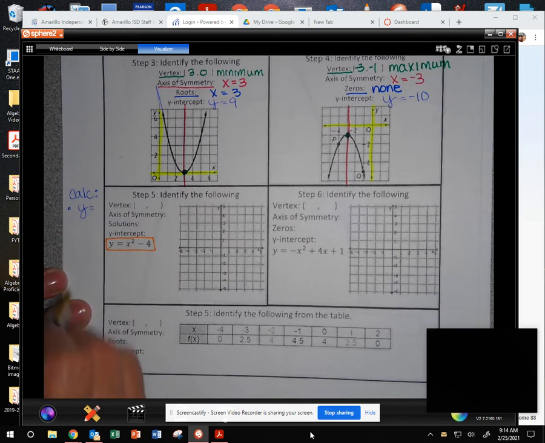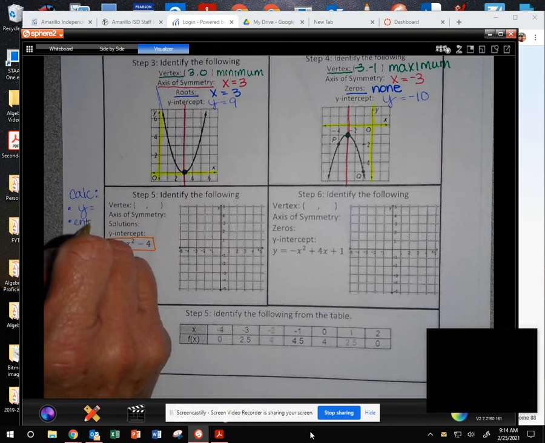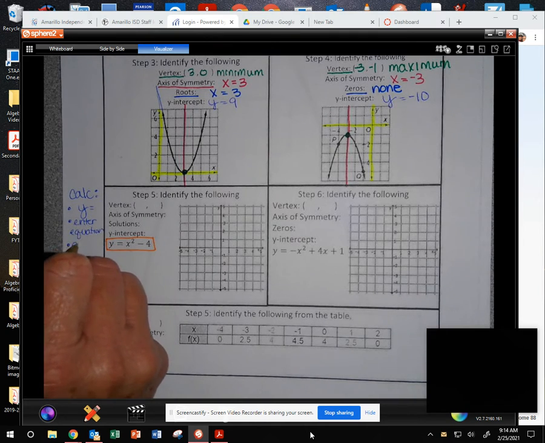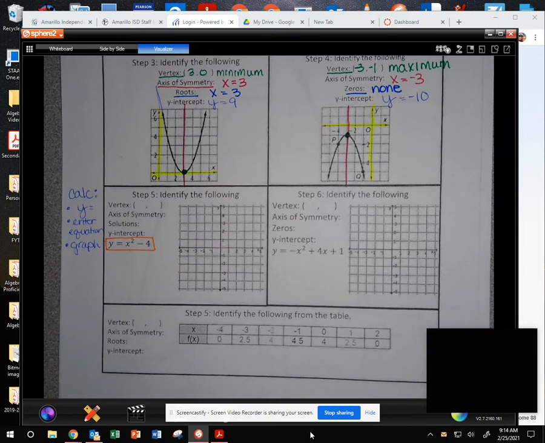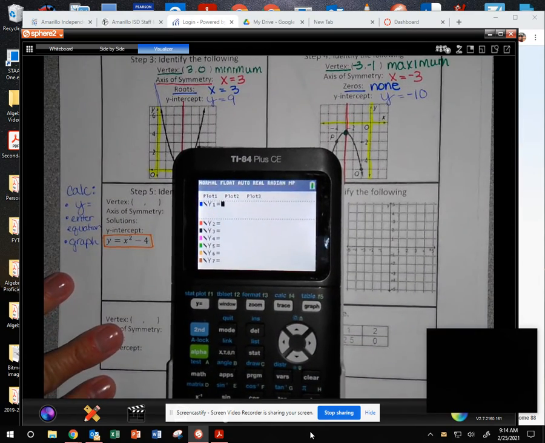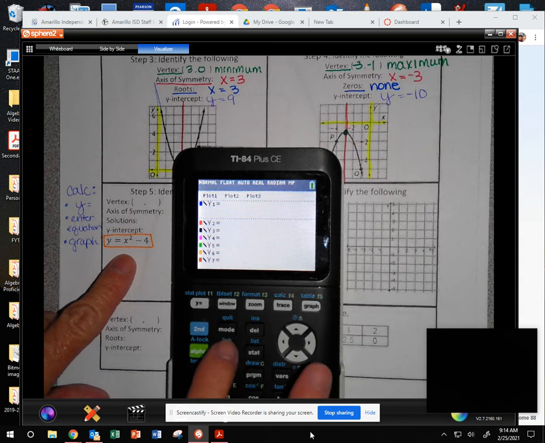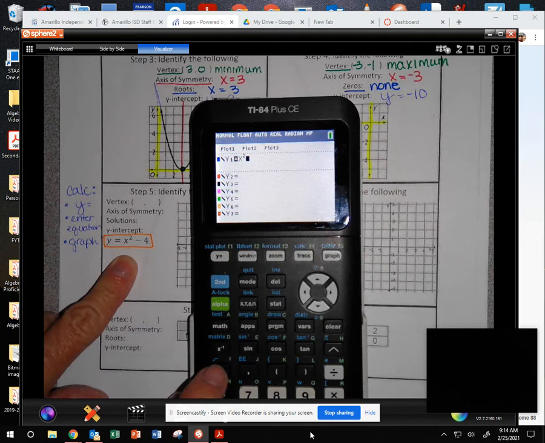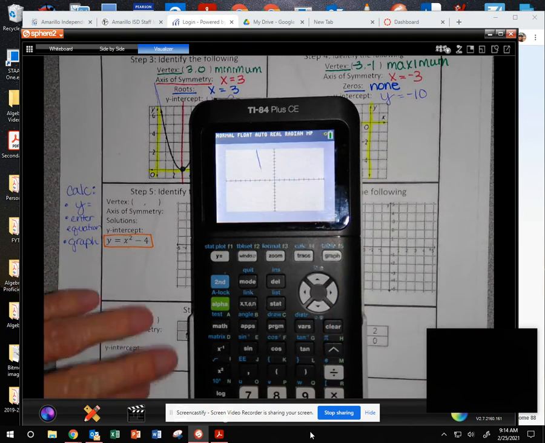First, you go to y equals, enter your equation, and then graph. Okay, so I am going to do that right now. I'm going to show you. I'm going to go to y equals, and I'm going to enter x squared minus 4. So here's my x. Your square is down here, right there, and minus 4. And we're going to graph.